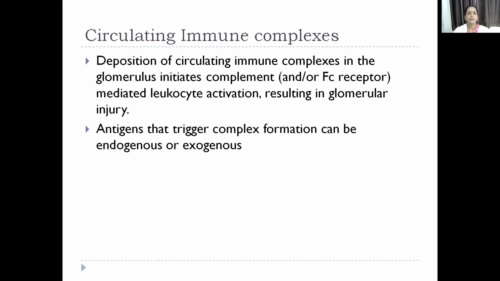Now coming to the other one, that is the circulating immune complex, which is the deposition of circulating immune complex in the glomerulus, initiating complement activation and acting on the Fc receptor. So there is leukocyte activation resulting in glomerular injury. Again, these circulating immune complexes that have been formed can be triggered by antigens, whether they are endogenous components or exogenous components.